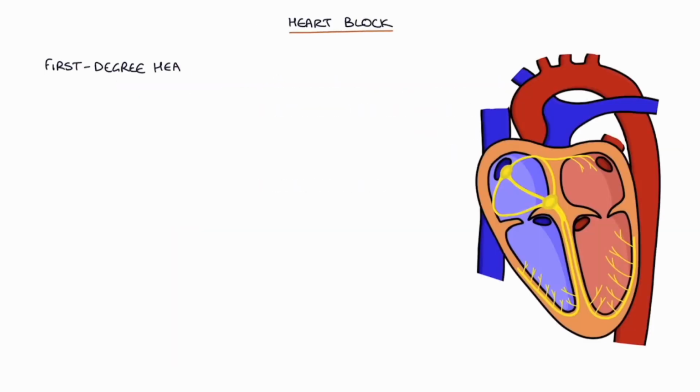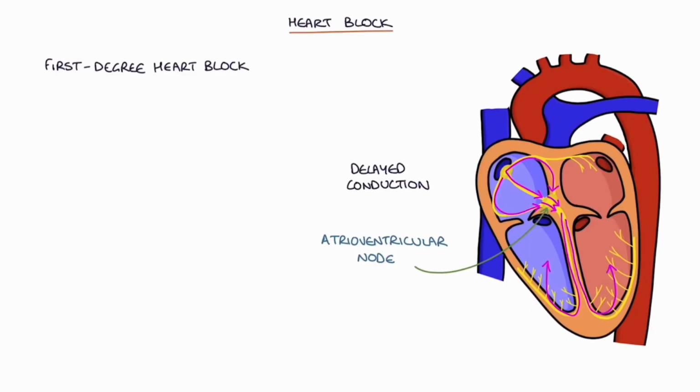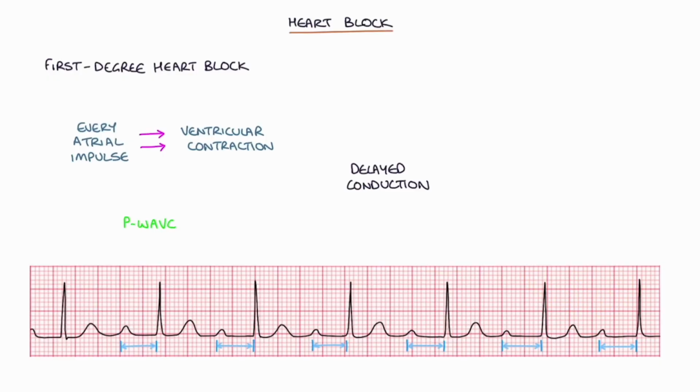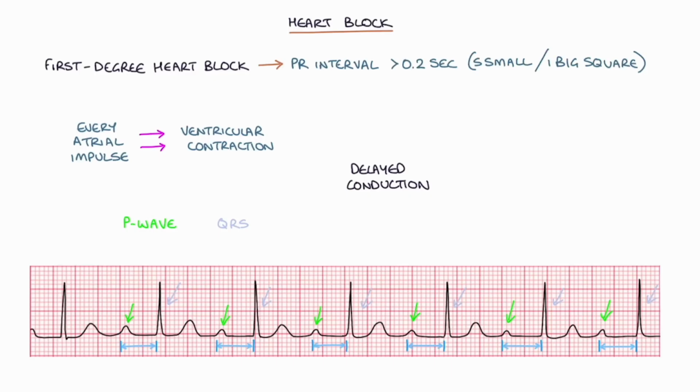Next, let's talk about heart block. First-degree heart block occurs when there's delayed conduction through the atrioventricular node. Despite this delayed conduction, every atrial impulse leads to a ventricular contraction, meaning that on the ECG, every P wave is followed by a QRS complex. On an ECG, first-degree heart block presents as a PR interval greater than 0.2 seconds, which is 5 small squares or 1 big square.